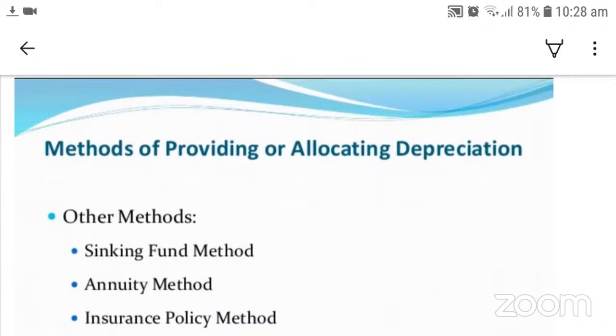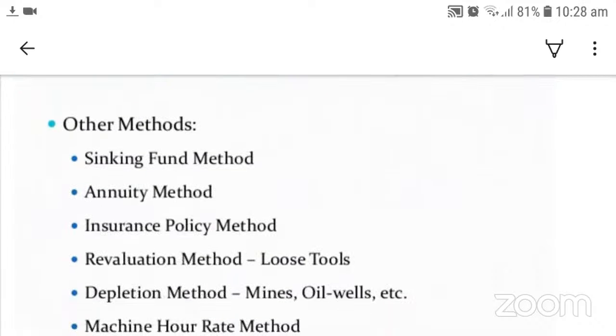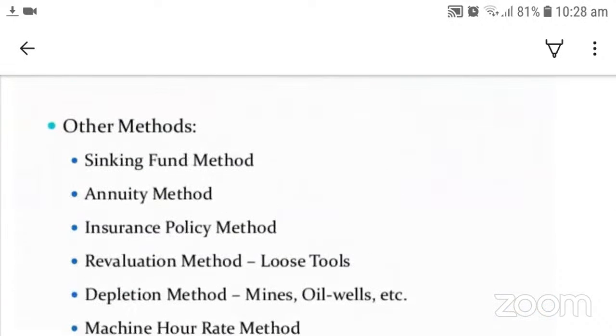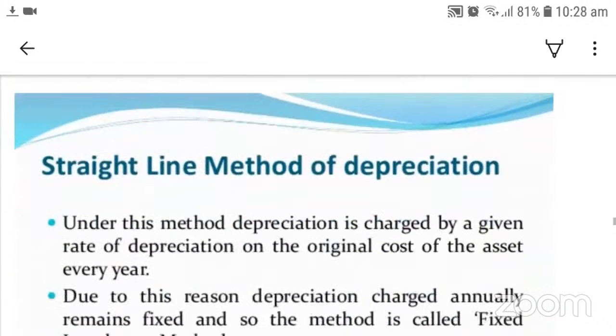Okay, other methods also were there previously: sinking fund method, annuity method, insurance policy method, revaluation method, loose tools, depletion method. Depletion method we will use for mines, oil wells, etc. Machine hour rate method. These are the methods. Other methods also there, but we are using two methods only. One is fixed installment method, the other one is diminishing balance method. We are going to learn them in the next class.